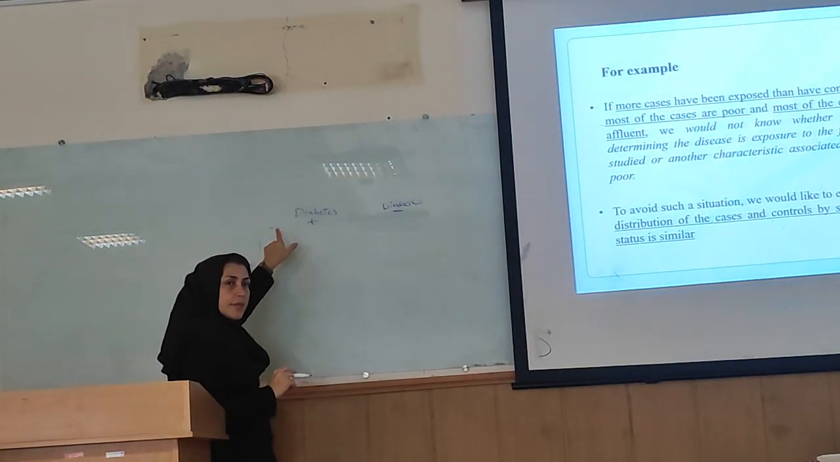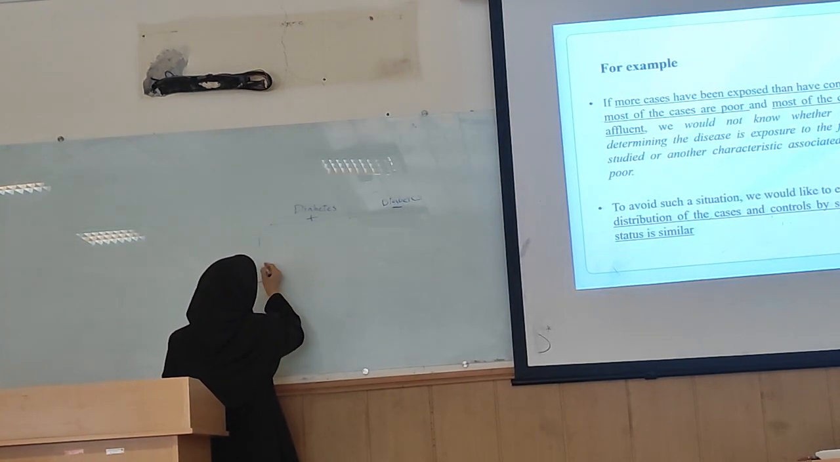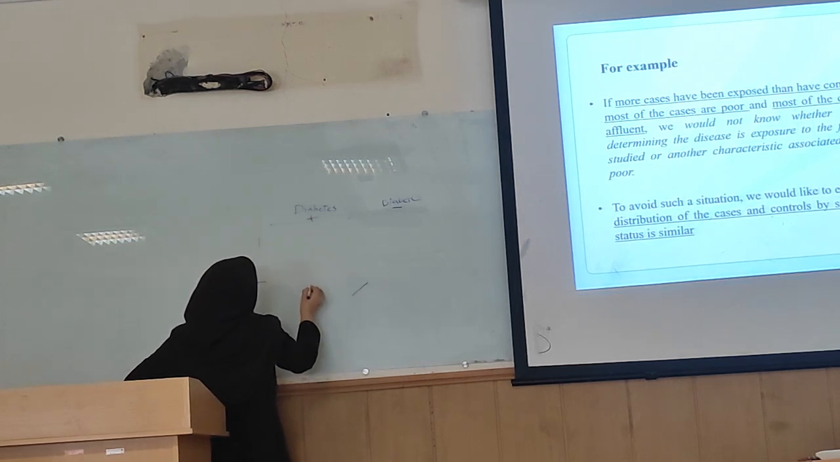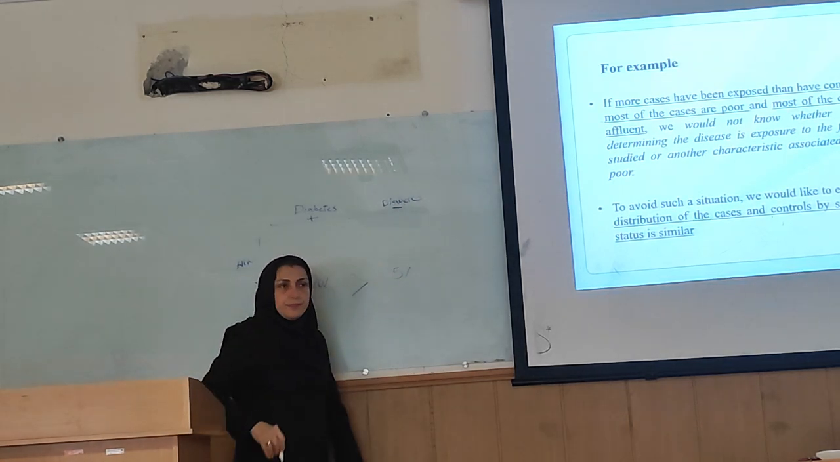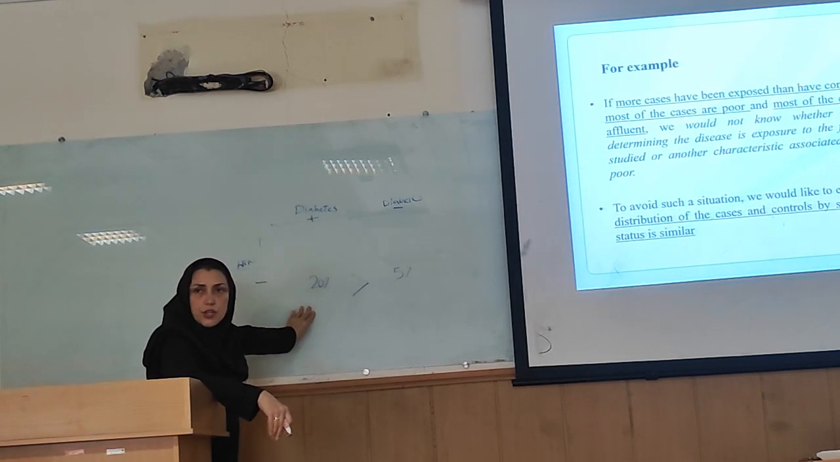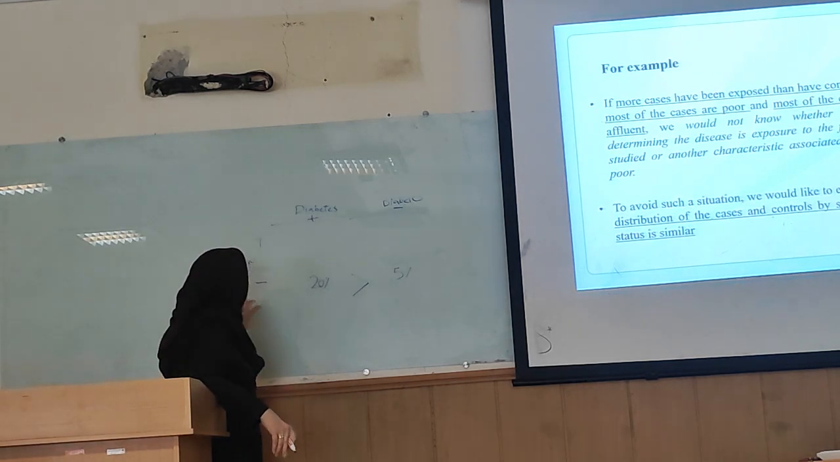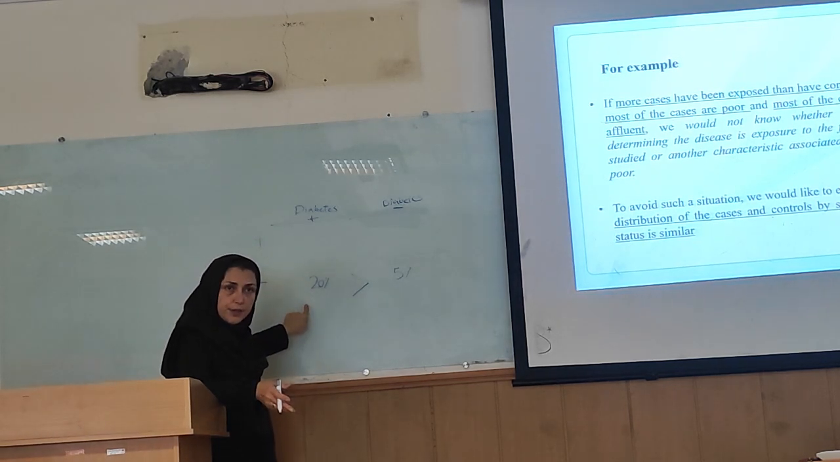And after the study, I show you that the percentage of hypertensive population among diabetics is higher. For example, these patients have 20% hypertension, and the others have 5%. And you tell me that there is a direct association between hypertension and diabetes. Why? Because the percentage of exposure, that is hypertension, among cases is higher.